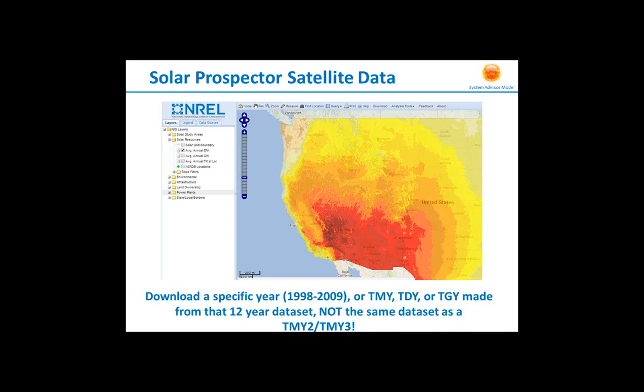When you access this data, you can choose to download a specific year from this data set, or you can choose to download a TMY, TDY, or TGY made from this data set. Note that the TMY from the Solar Prospector data set is not the same as the TMY2 or the TMY3, since they are made from different data sets. Rather, it refers to a TMY created from this 12-year modeled data set using the TMY algorithm.